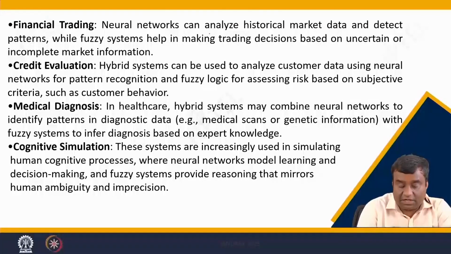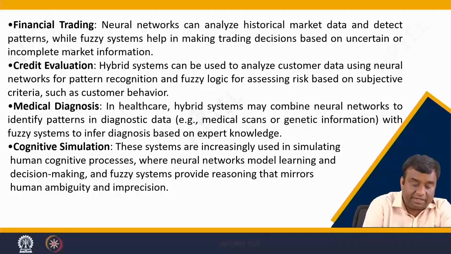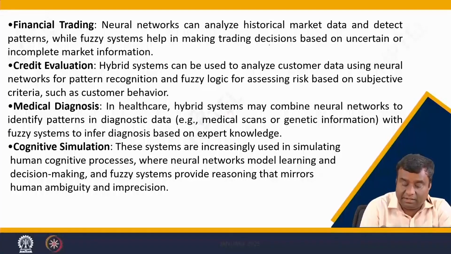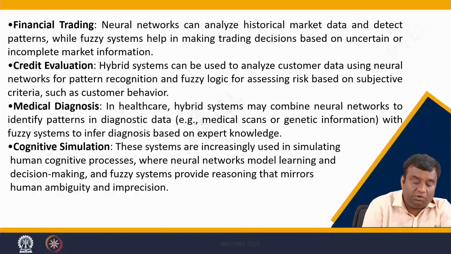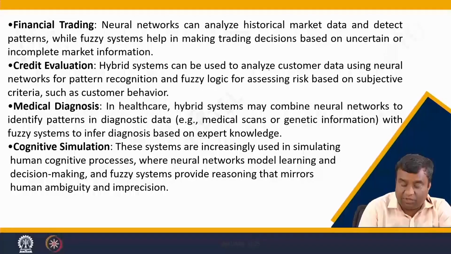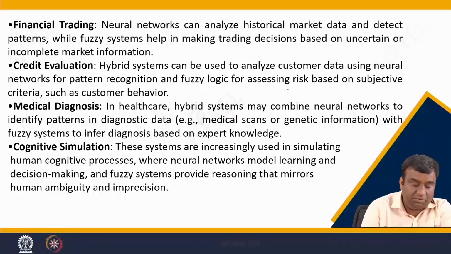Financial trading. Neural networks can analyze historical market data and detect patterns, while fuzzy systems help in making trading decisions based on uncertain or incomplete market information. Credit evaluation. Hybrid systems can be used to analyze customer data using neural networks for pattern recognition and fuzzy logic for assessing risk based on subjective criteria such as customer behavior.